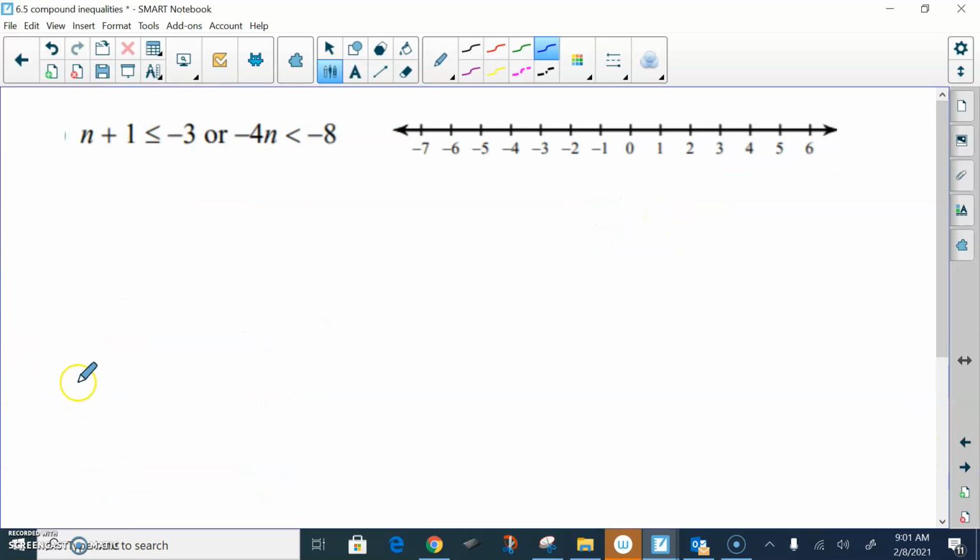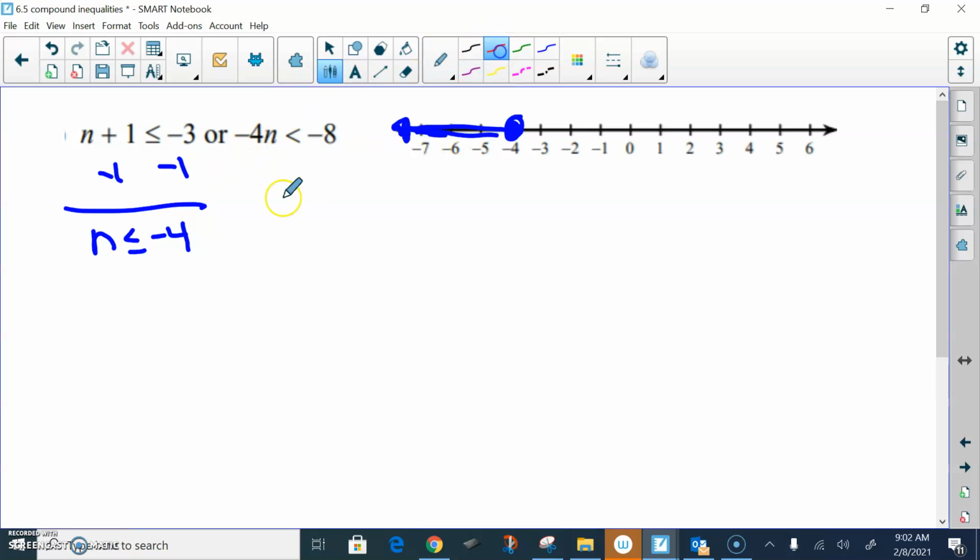Let's try another one. We're going to subtract 1 from each side. We get n is less than or equal to negative 4. Let's go ahead and graph that. Less than or equal to negative 4, so we have a closed circle on negative 4 and we shade to the left.